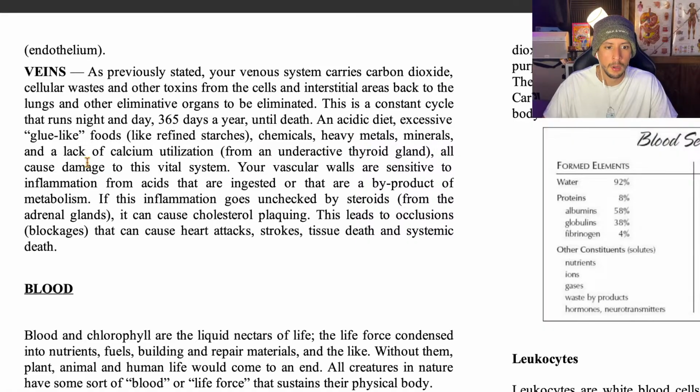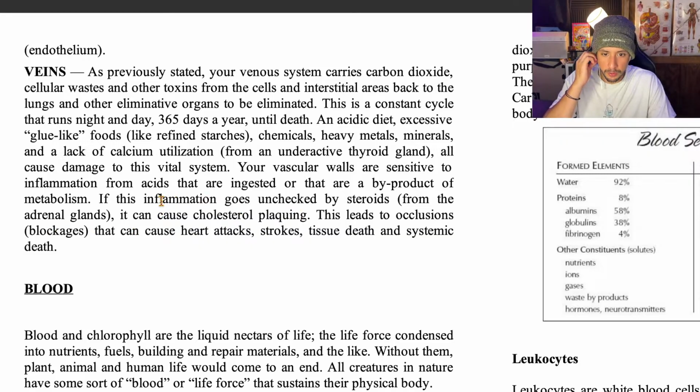Your vascular walls are sensitive to inflammation from acids that are ingested or that are a byproduct of metabolism. So inflammation happens to protect yourself from acid, if that makes sense. And if your diet is acidic, then you're going to have a lot of that.